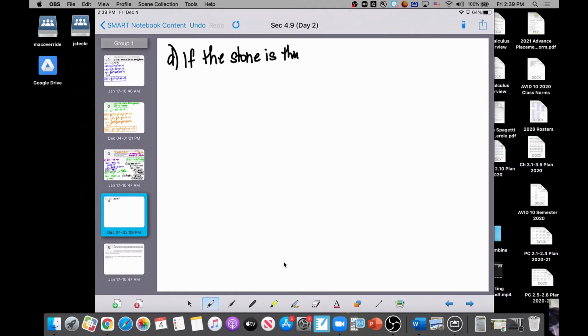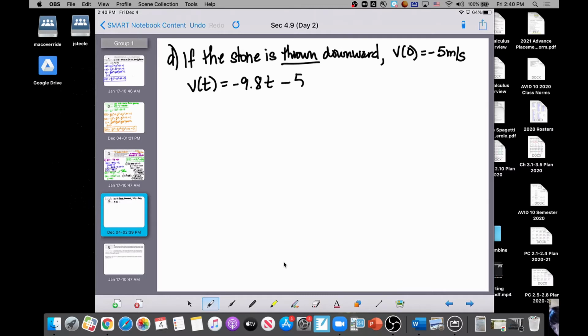if the stone is thrown downward, then our initial velocity would be that speed of 5 meters per second. Now, if it's being thrown downward, then v of 0 would be negative 5 meters per second, again, because it's going down. Okay, so that's going to change our v of t function, right? Then our v of t function, instead of just being negative 9.8 t plus 0 when our initial velocity was 0, now our v of t is going to be negative 9.8 t minus 5.